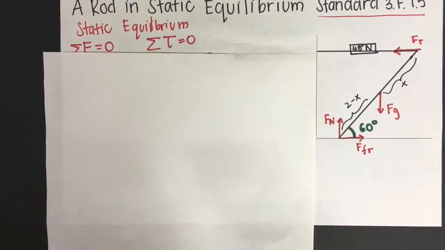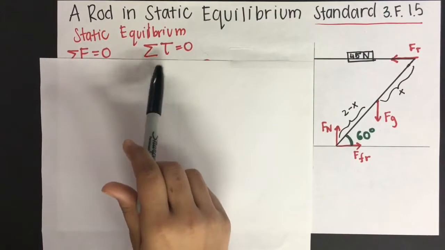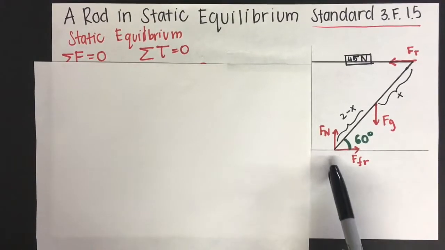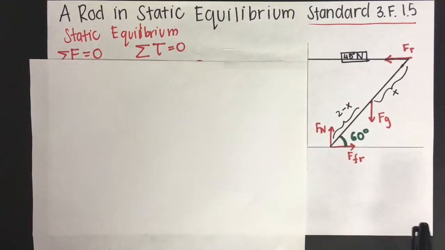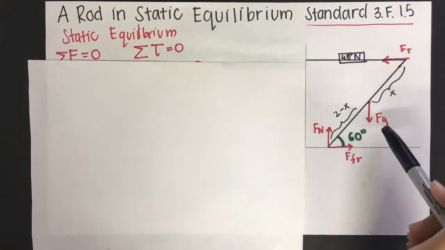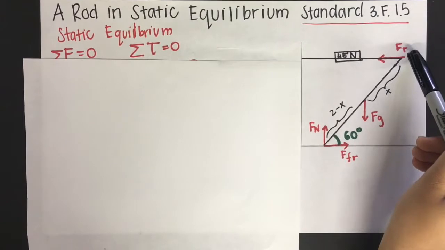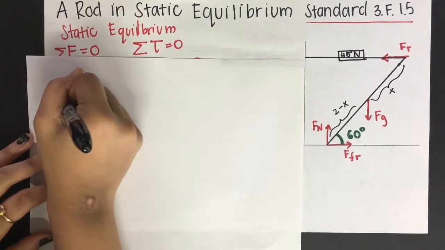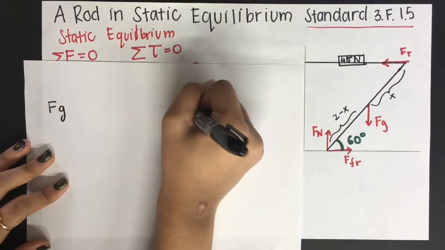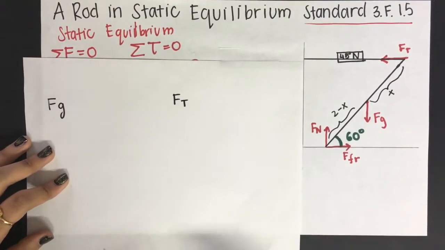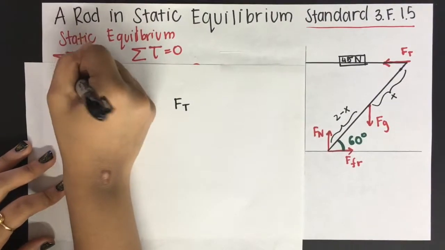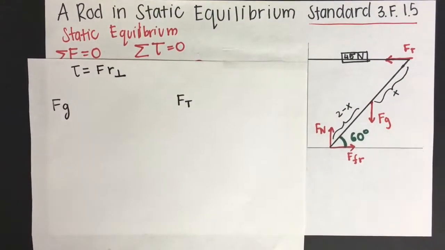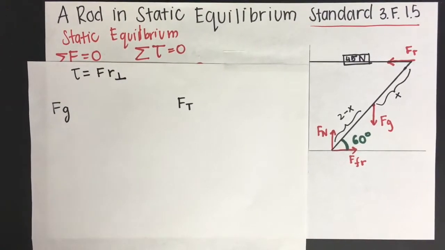Okay, so the second condition of static equilibrium is that the net torque has to equal 0. So let's look at the forces that affect the net torque. Any forces that are going through the pivot point are not counted in the net torque. So the only forces that do affect the torque are the force of gravity and the force of tension. So let's write that down. Also, the equation for the net torque is torque equals F times r perpendicular.